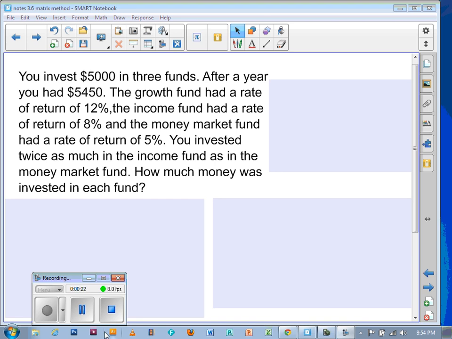So first, let's read through it. What I need you to do is read through the problem carefully. Give yourself a moment just to highlight, and while you do that, I'll read through it and highlight some of the important information. So take time at this time to read the problem.